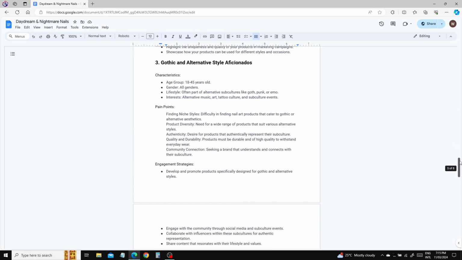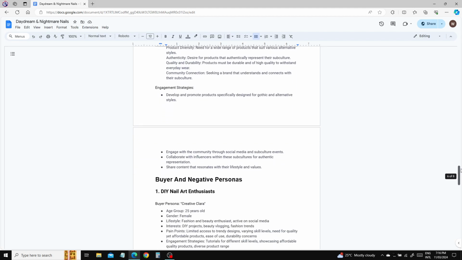Here's the third target market, Gothic and alternative style. The all genders on the Gothic one, that's the only one I'm actually leaving as all genders, because in reality, I have seen some Gothic guys with some really killer nails. So I'm kind of leaving that one a little all genders, but again, in reality, I will be targeting mostly females when it comes down to it.